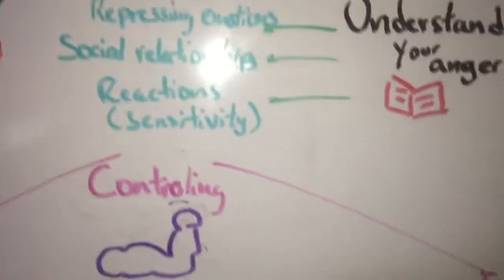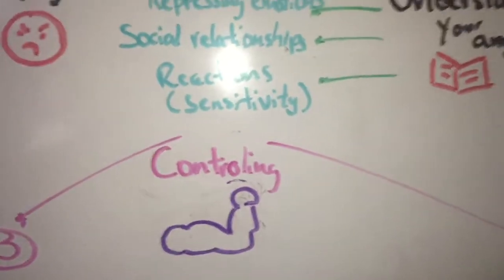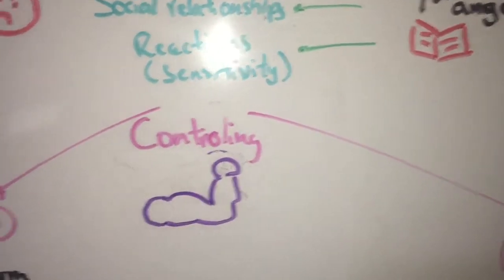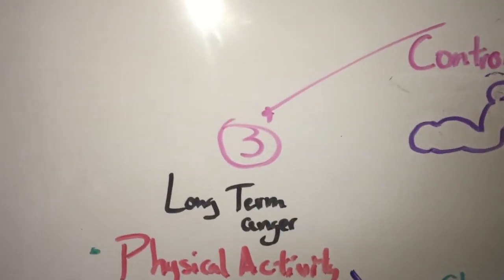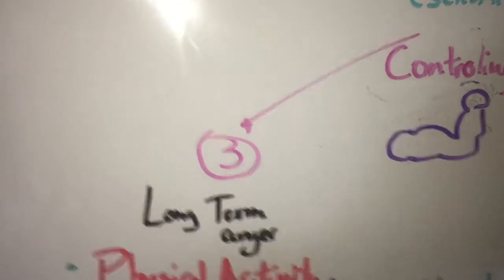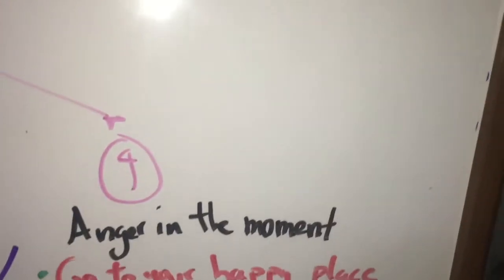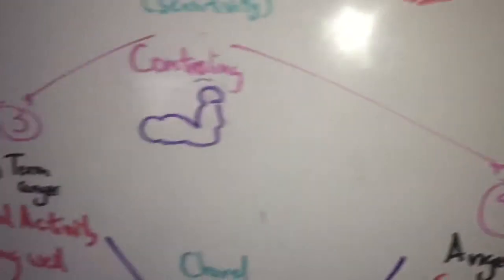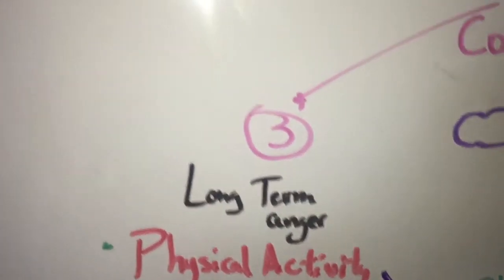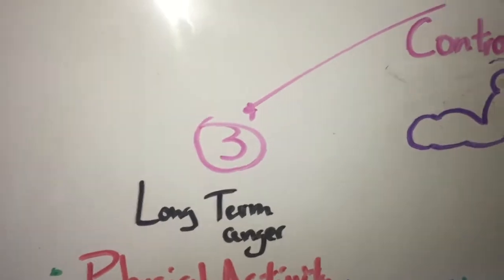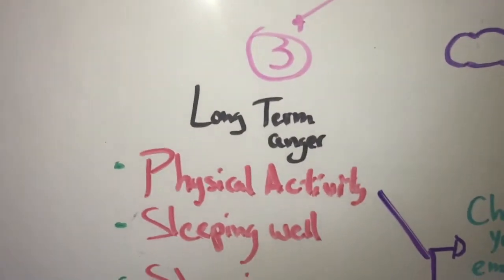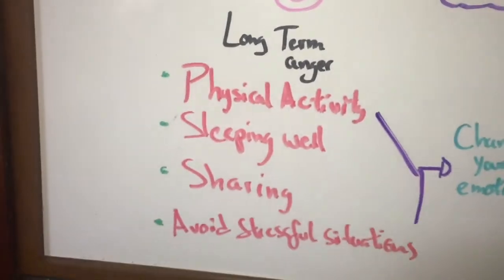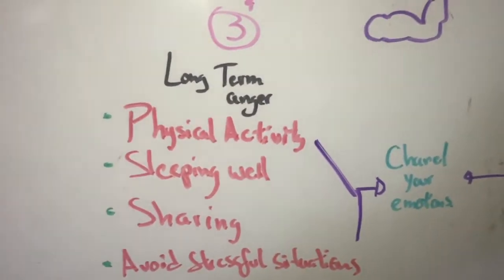Now, to control your anger issues, there are two main steps. Our third step in the tutorial is the long-term anger and how we can control it, and the fourth step is the anger in the moment. For the third step, there are many ways you can control long-term anger, but these are the main four that psychiatrists and psychologists recommend. First one, physical activity.